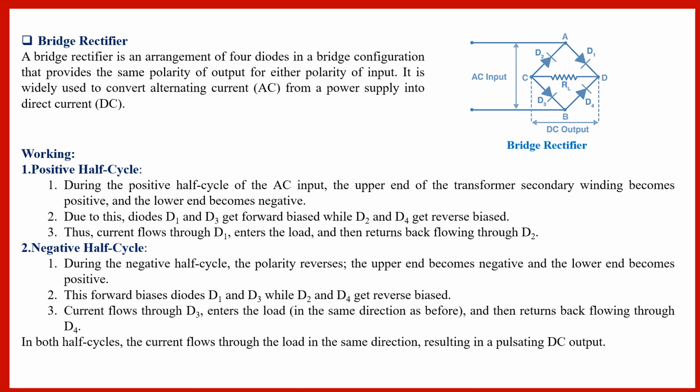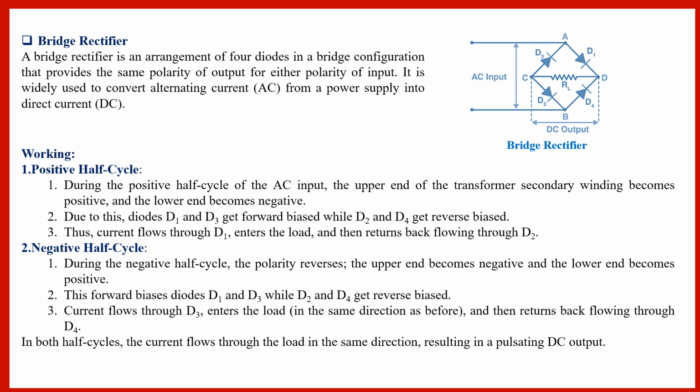The current flows through D1, enters the load, and returns back through D2. During the negative half of the cycle, we have applied the negative polarity: the upper end becomes negative and the lower end becomes positive. So this forward biases diodes D2 and D4, and diodes D1 and D3 will be reverse biased.